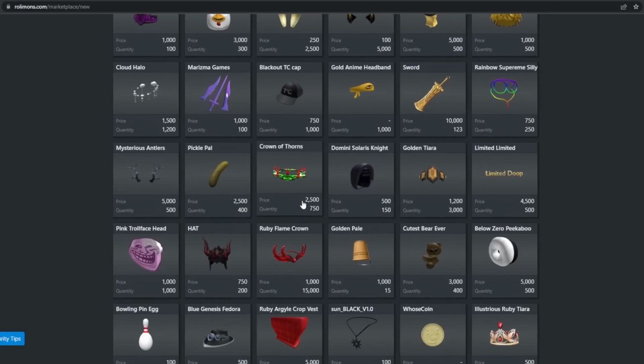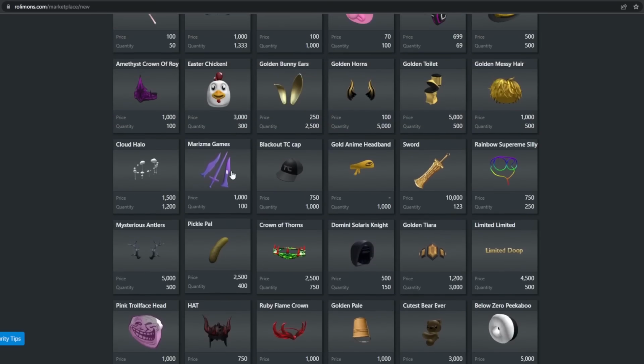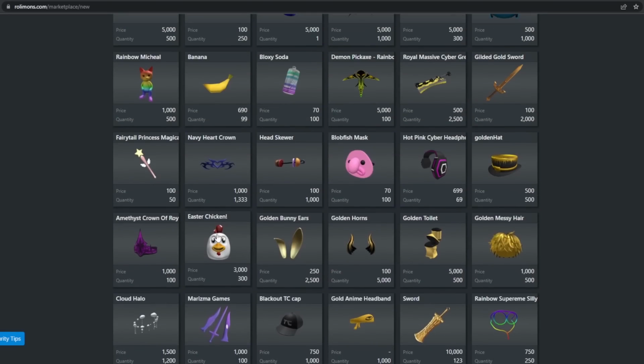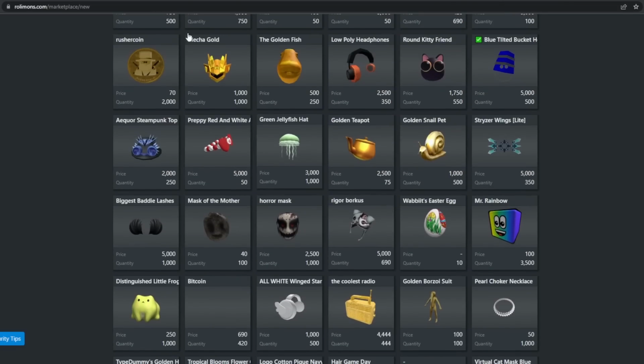I believe Lonnie actually got this one, so he has a one of one limited, which is kind of interesting. But yeah, these things are wild, man. We have a pickle as a UGC Limited. We have the pink troll face, a chicken, Rainbow Michael, whatever that is. These things are crazy.